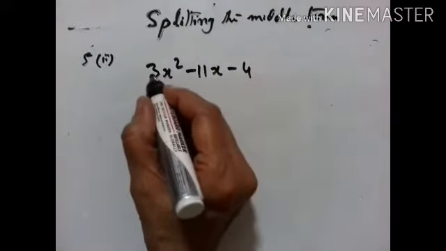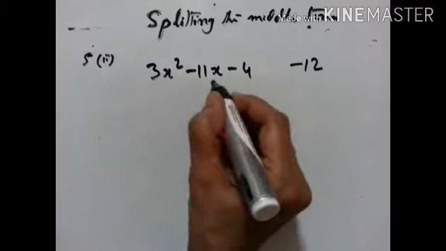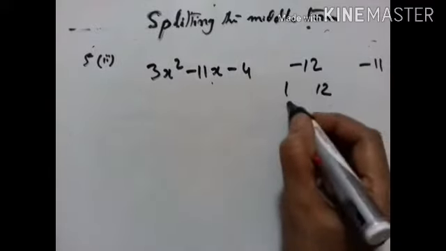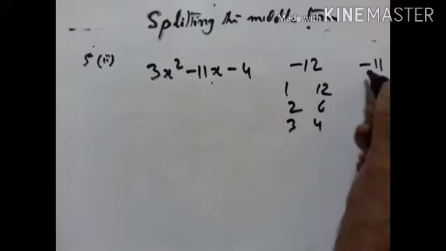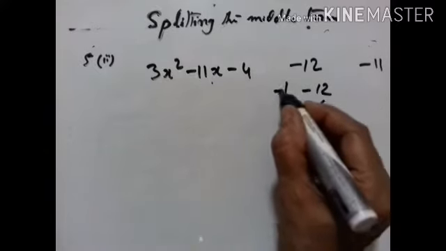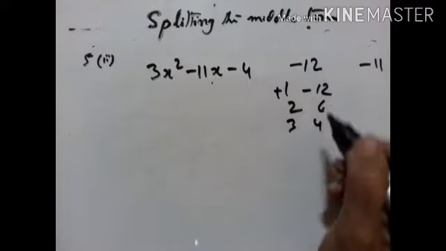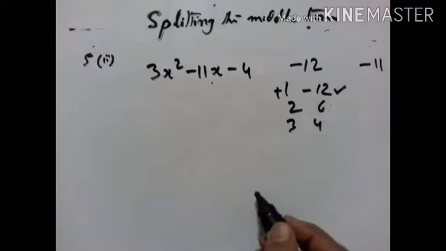Here the product is plus 3 into minus 4, minus 12. And the sum is equal to minus 11. 1 into 12, 2 into 6, 3 into 4. In order to get minus 11, what we can take? Minus 12 and plus 1. Plus into minus, minus. 1 into 12 is equal to 12, minus 12. So minus 12 plus 1 is equal to minus 11. We can take this.